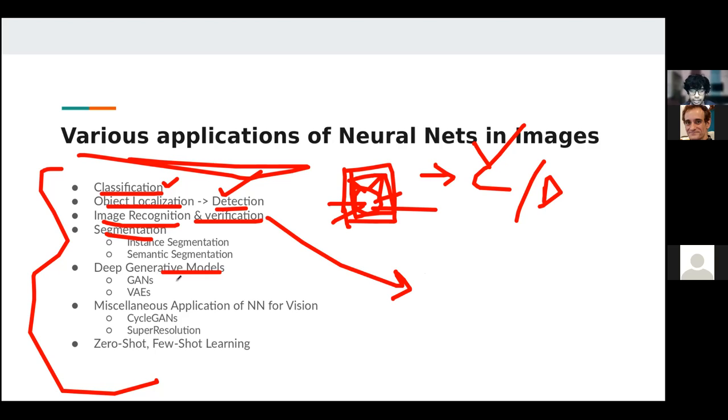Let's say you have a data set. Based on the data set, you want to generate similar data. Then you have generative models. You have low resolution images and high resolution images. Then you have super resolution. You have zero shot and few shot learning. These are a bit hot these days. These are the techniques that enable you to learn and train your model with very few data. So these are zero shot and few shot learning, pretty interesting.